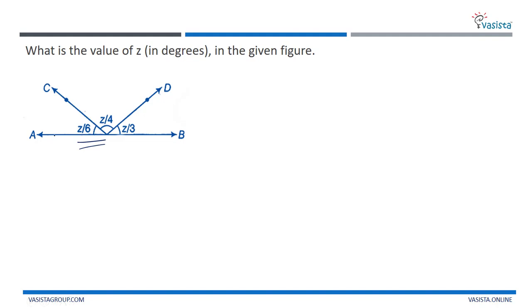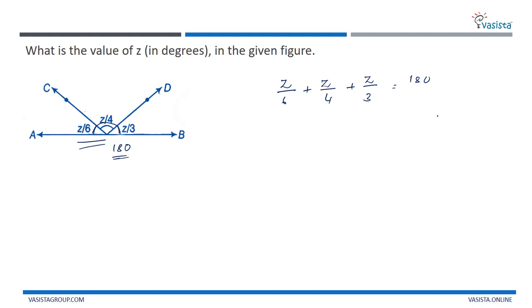We know that this is nothing but 180 degrees, right? Let us check that. So let us simplify it. z by 6 plus z by 4 plus z by 3 is equal to 180 degrees.